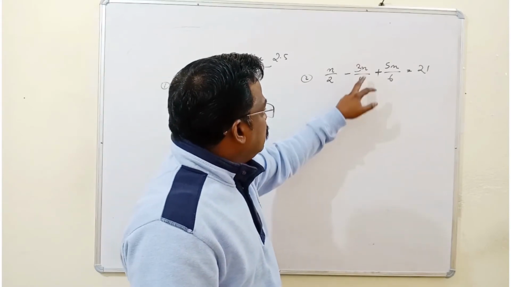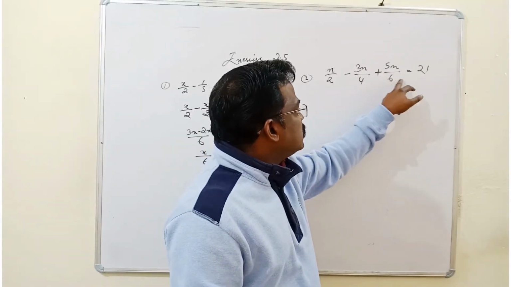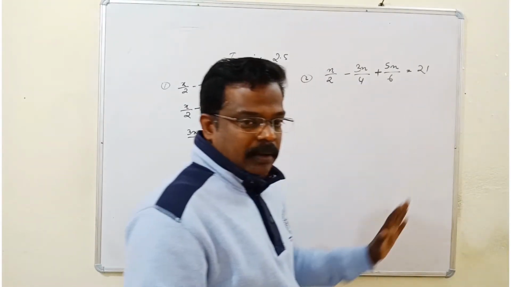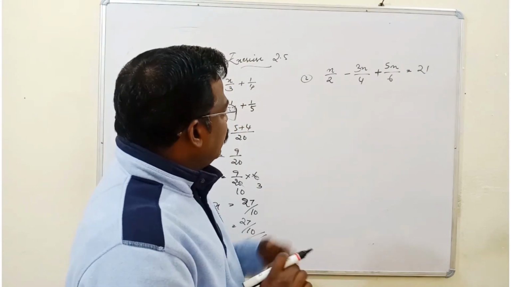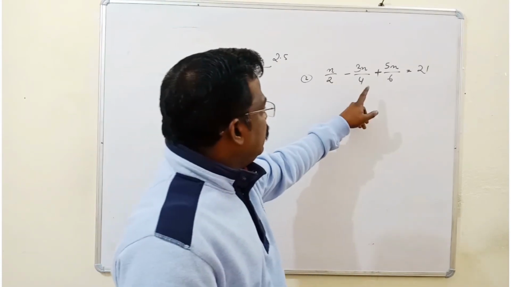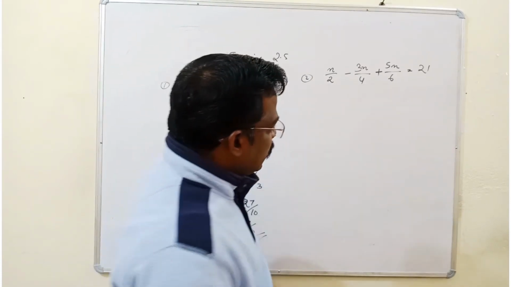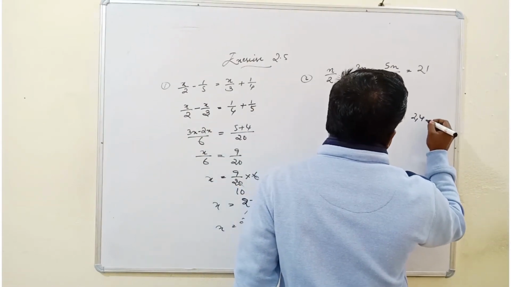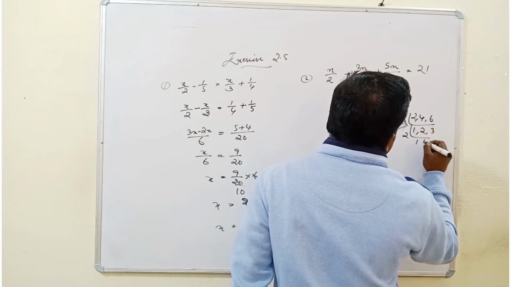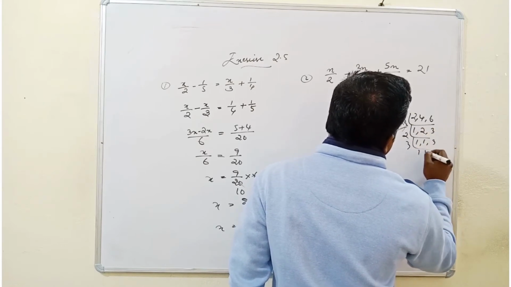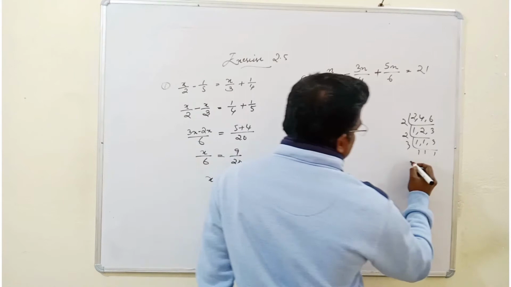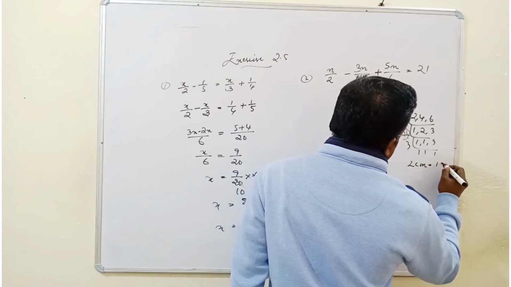n by 2 minus 3n by 4 plus 5n by 6 equals 21. So here the variables are on one side and all numbers on the other side, so there is no need for rearrangement. Only one thing: for subtraction and addition of fractions, we have to find the LCM of these numbers. 2, 4, 6. What is the LCM? Okay, let us find. 2, 4, 6. This is 2, 1, 2, 3. Then again 2, 1, 1, 3, 3, 1, 1, 1. So 2 into 2, 4, into 3, 12. So the LCM of these denominators is 12.